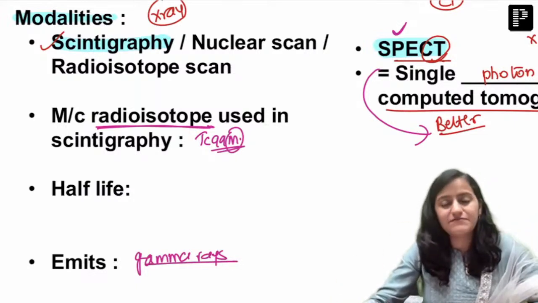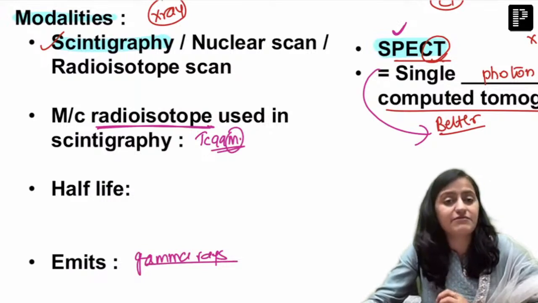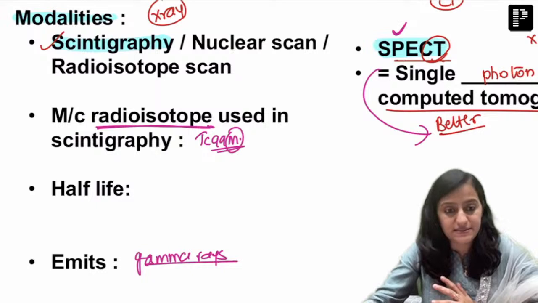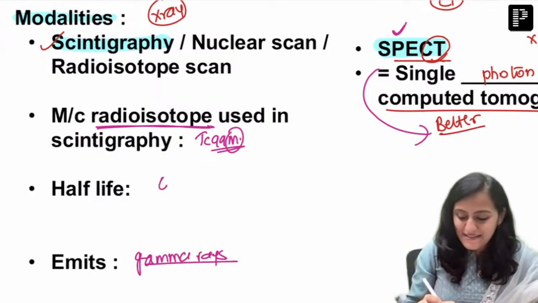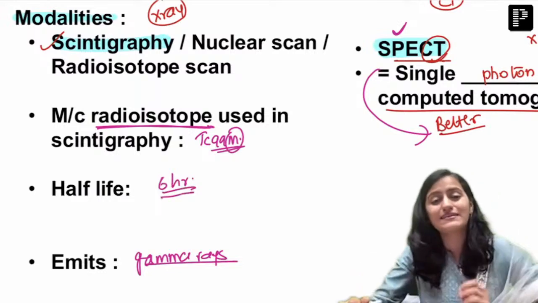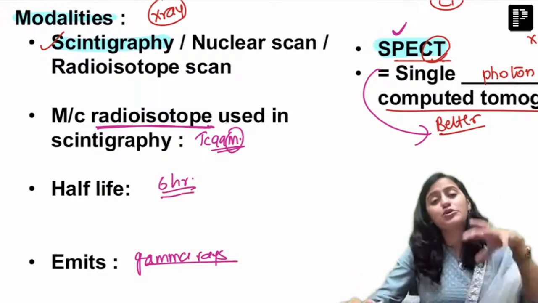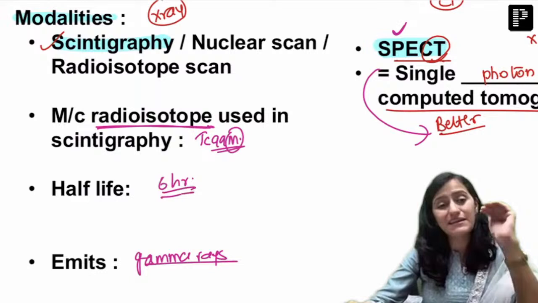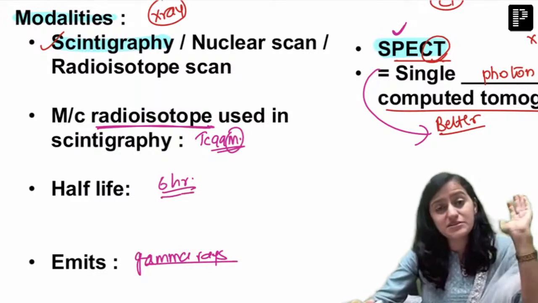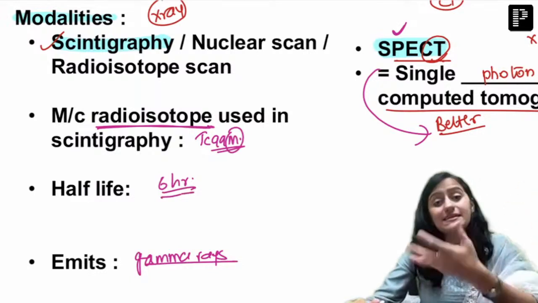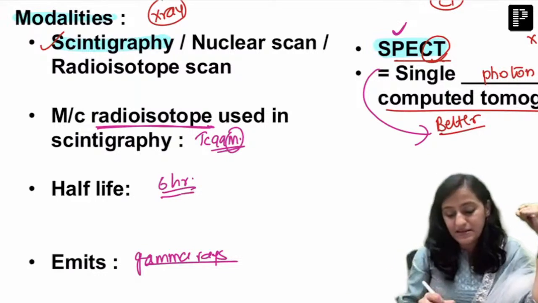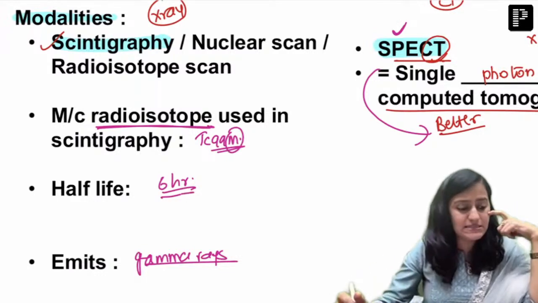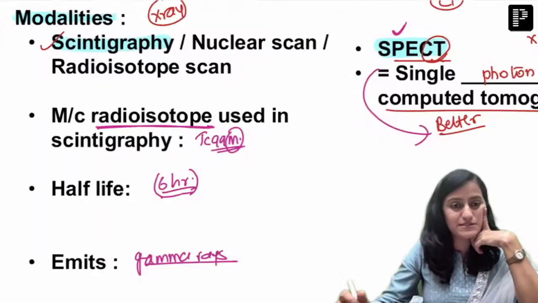And what is the half-life? Suppose you get this question in the exam: what is the half-life of technetium 99M? Is it 6 seconds, 6 minutes, 6 hours, or 6 days? Very good. It is 6 hours. Understand that this is a diagnostic isotope, so you need a half-life good enough to complete the scan. 6 seconds or 6 minutes is too short to complete the scan. 6 days is too long, the patient will keep emitting radiation. So the best answer is 6 hours.